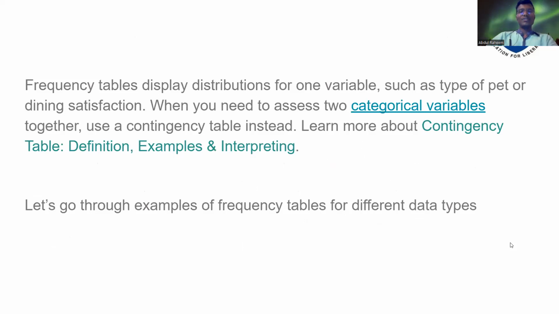Frequency tables display distribution for one variable, such as types of pet or dining satisfaction. When you need to assess two categorical variables together, use a contingency table instead.